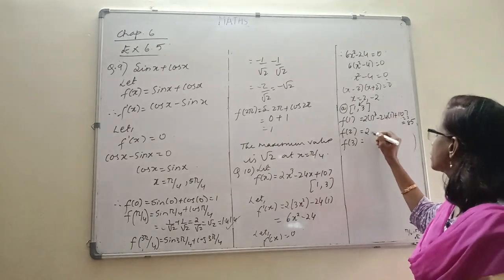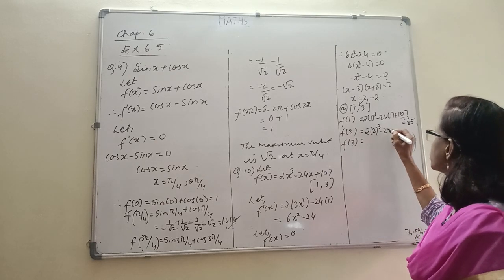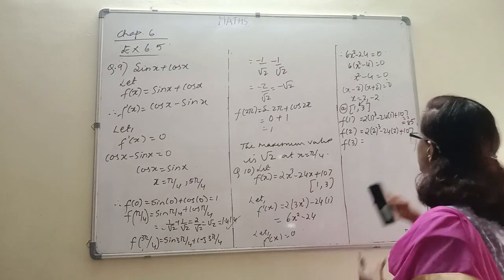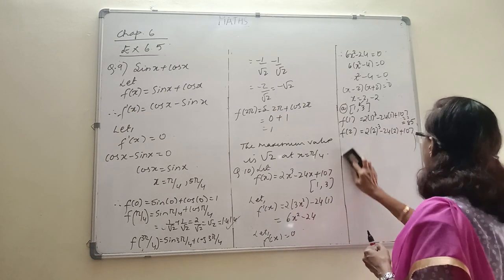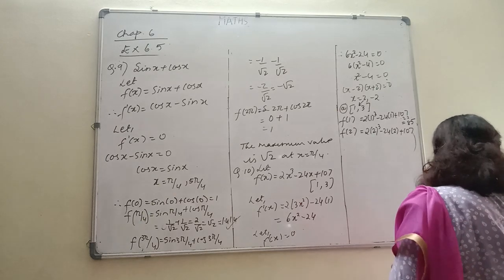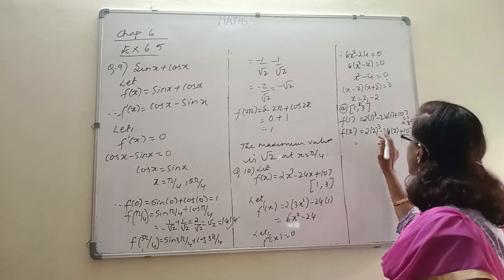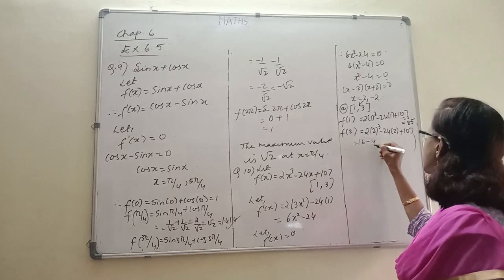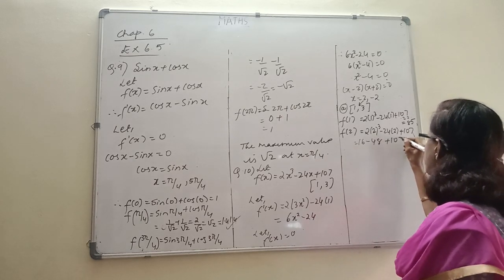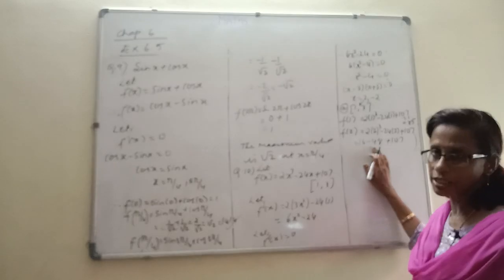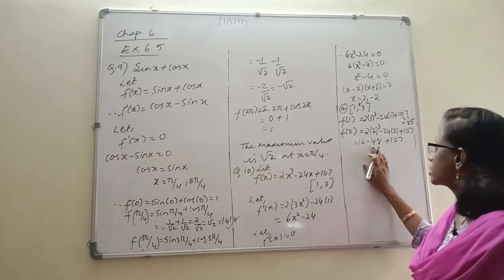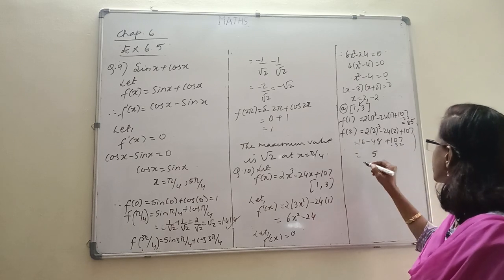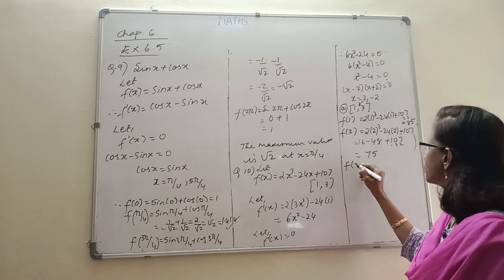Let's see what f at 2 is. It's going to be 2 times 2 cube minus 24 times 2 plus 107. So it's 8 times 2, which is 16, then 24 times 2, which is 48, and 107. So 16 minus 48 is minus 32. So let's subtract 32 from 107, and that gives 75.